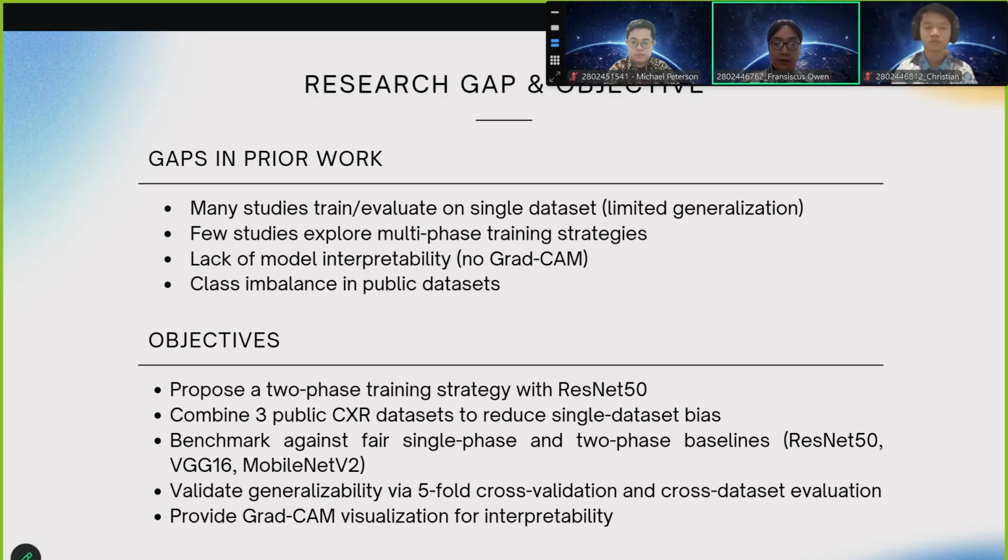So, we set 5 objectives. Propose a two-phase training strategy with ResNet 50, combine 3 public datasets to reduce single source bias, benchmark fairly against both single-phase and two-phase baselines, validate generalizability with 5-fold cross-validation and cross-dataset evaluation, and provide Grad-CAM visualization for interpretability.